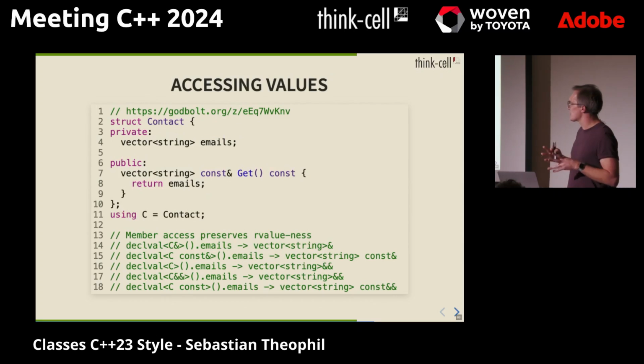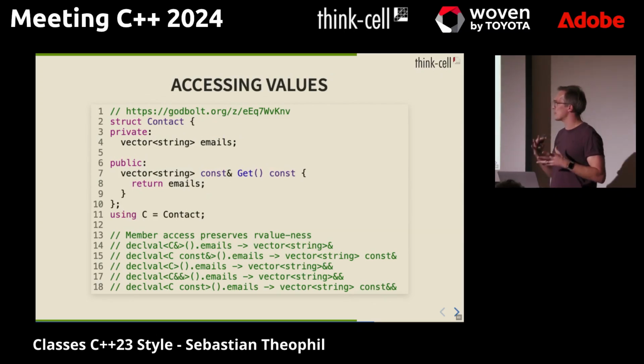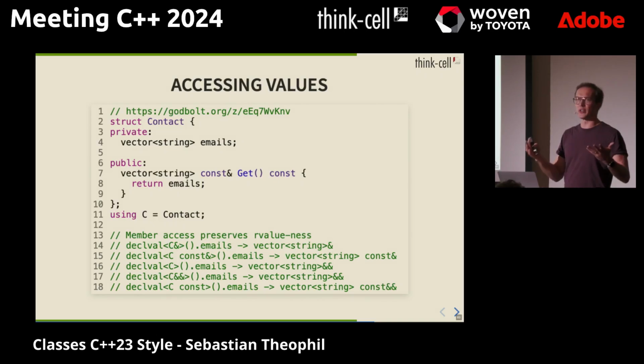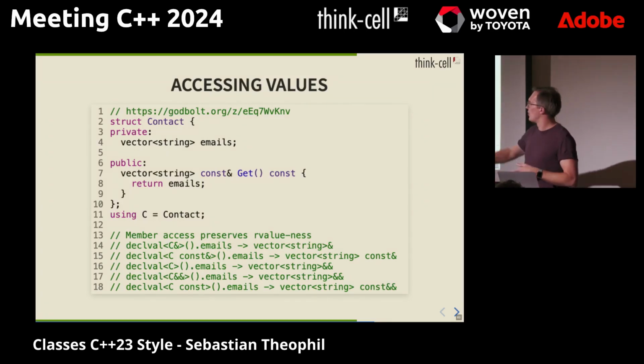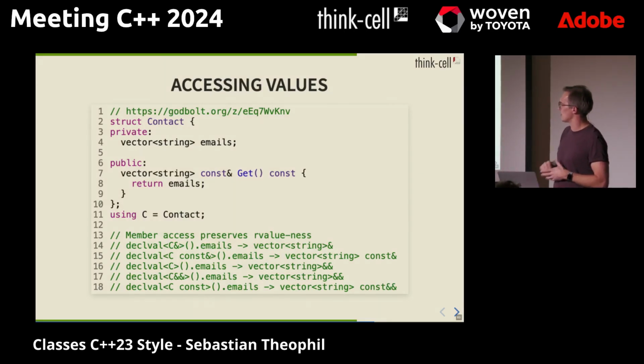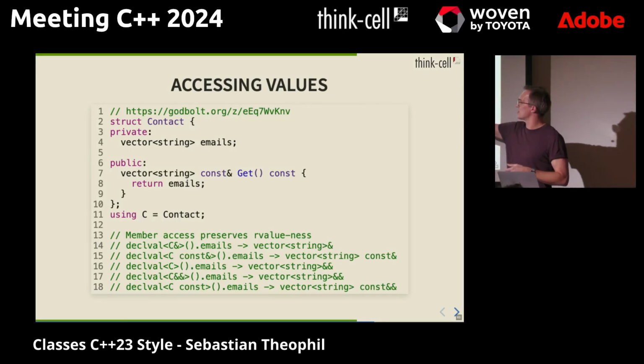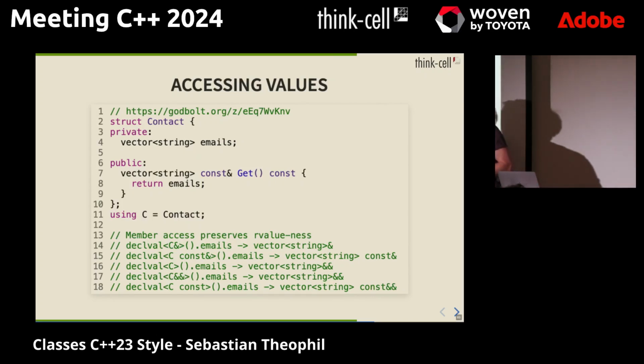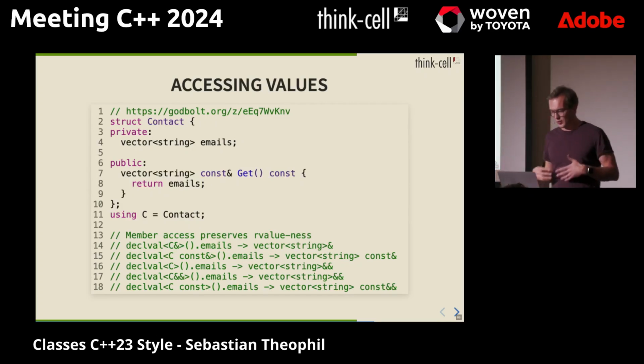So, the reason, of course, is that the rules of R-valueness didn't work that well for functions. For members, everything is good. If you have a member and you access the data member of a type, then the R-valueness gets propagated. So if I have a mutable L-value reference to a contact and I get the emails, then that will be a mutable reference. If I have a temporary, then my emails will be an R-value reference. This is what you want, of course.